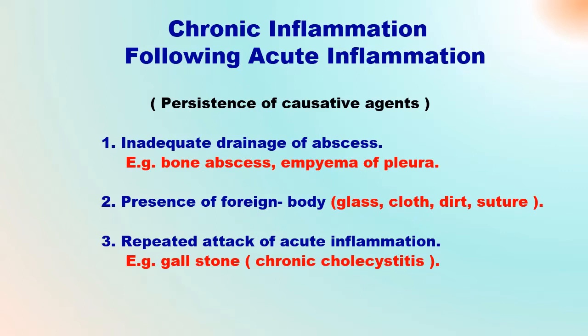And third, repeated attack of acute inflammation, as in the presence of gallstone. The first attack of acute cholecystitis, then repeated attacks of inflammation due to the presence of the gallstone, leading to chronic cholecystitis.